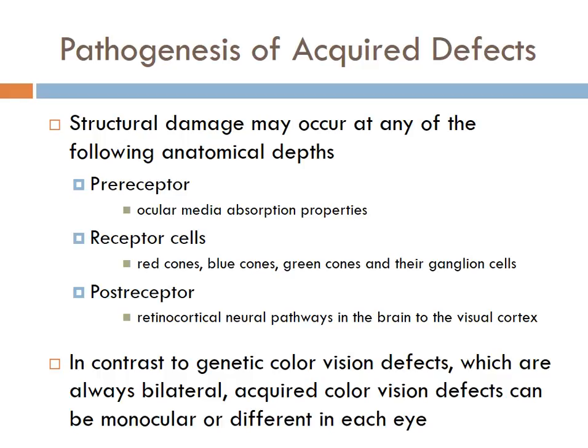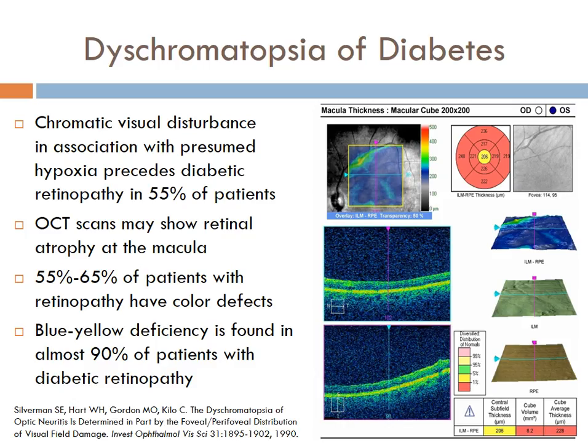And you can get the retinal vasculopathy. You could get just neural vasculopathy in the brain. So the retina could be okay, and you could still have it in the pathways in the brain. There's different ways to get these acquired defects.